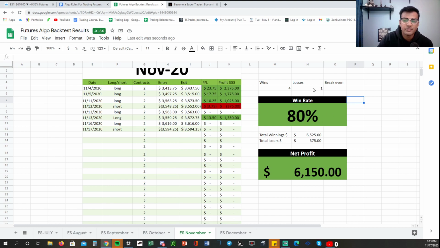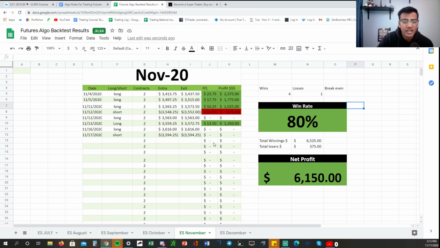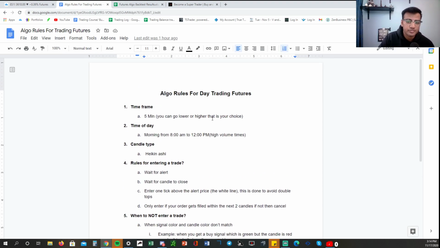80% then, and you'll have access to all the results from the algo as well. And I post these, I update these daily. So whenever that alert pops up, again, following the same rules. The algo follows these rules for the ES futures.